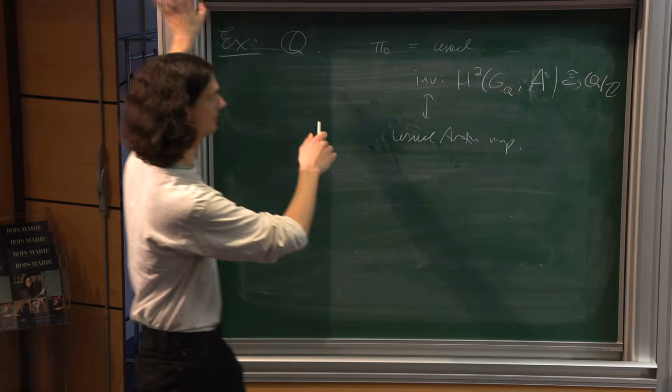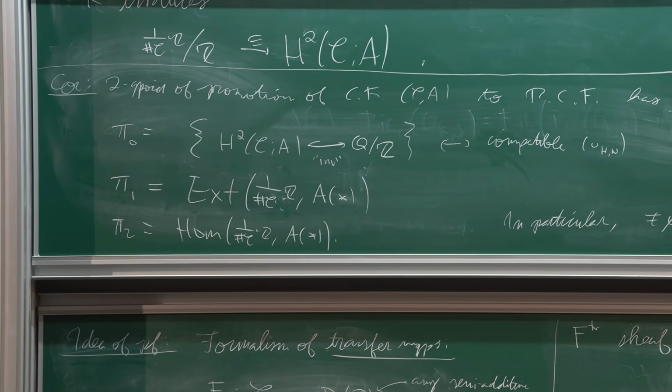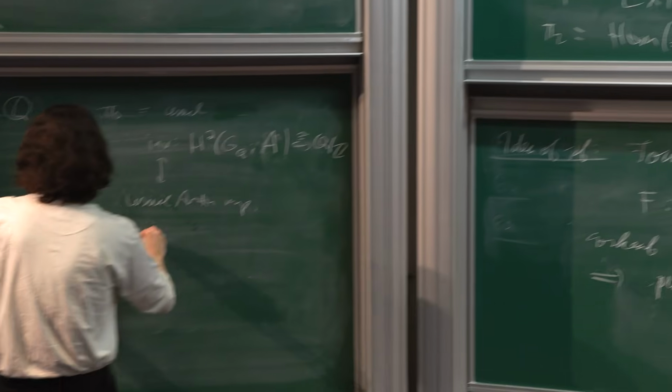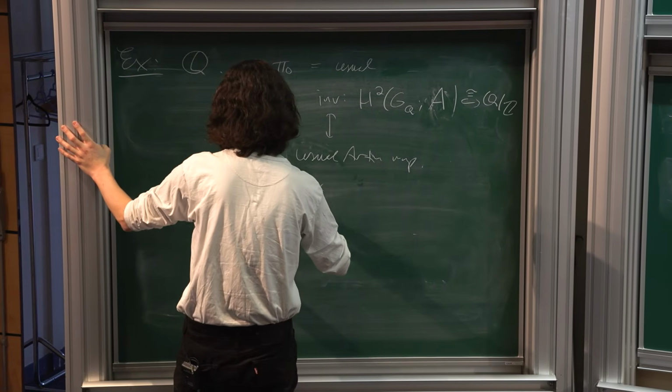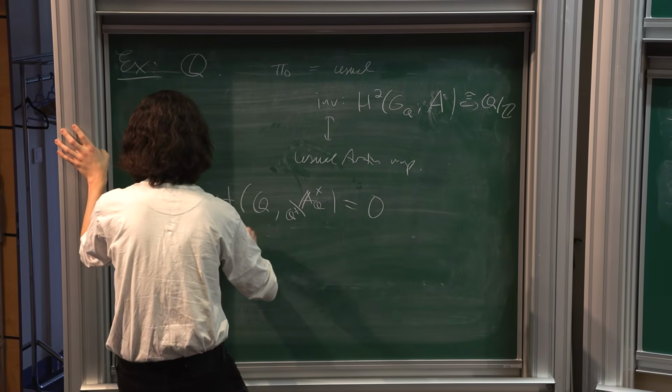Right, okay, so that fixes the pi 0 level data, but we still have pi 1 and pi 2. It turns out that the Ext vanishes, and the Hom is not so big.